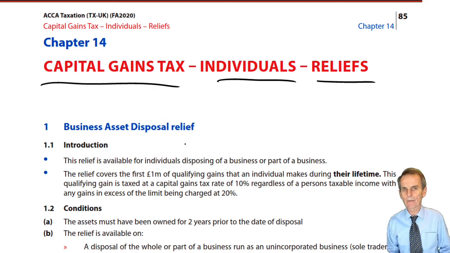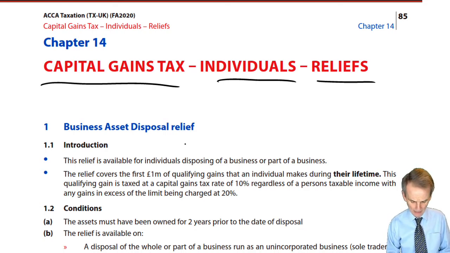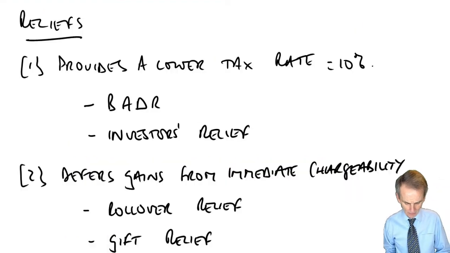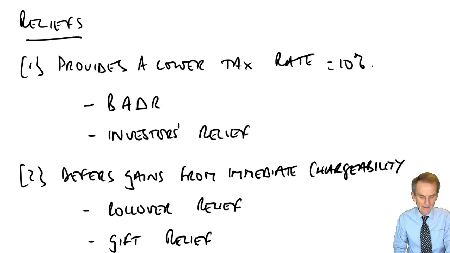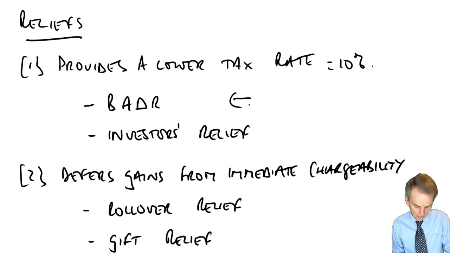But these reliefs come in different forms in terms of how they assist the individual taxpayer. So I'd just like you to make a note here of the following information. Firstly, the first type of relief that we're looking at, and that will include the first on our list in this chapter, I've abbreviated there to BADR. That's not as yet, as far as I know, a recognised abbreviation, but it stands for Business Asset Disposal Relief.